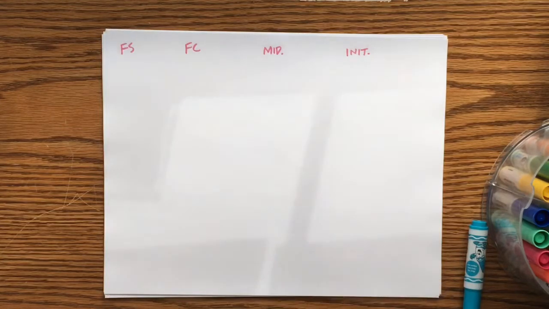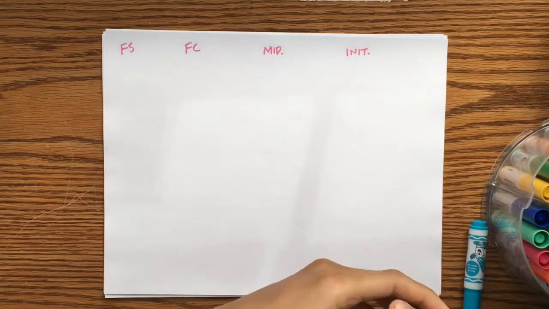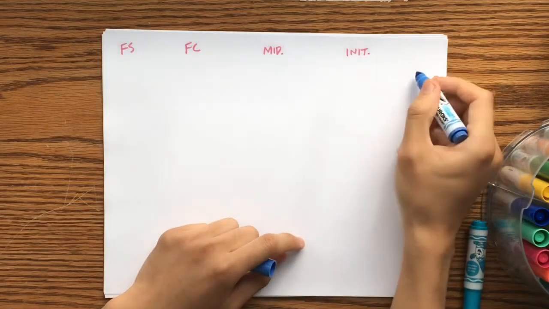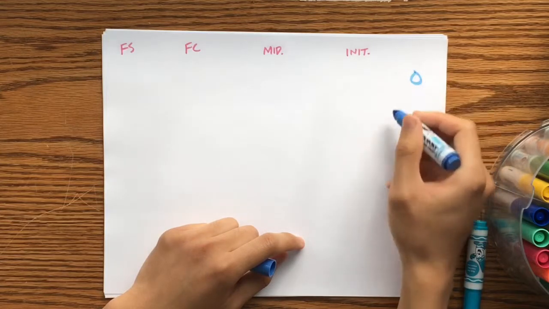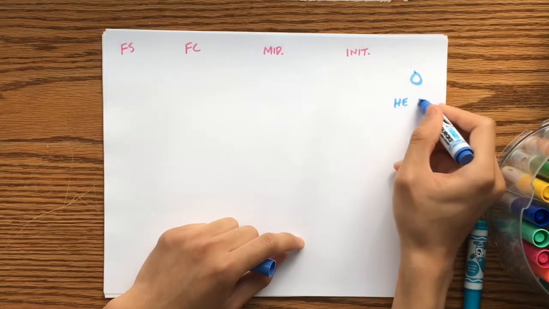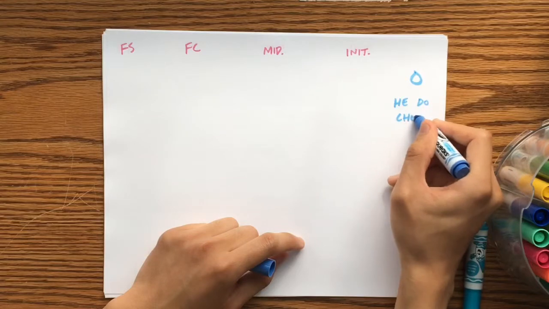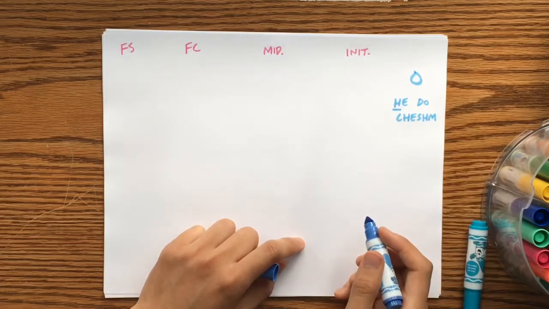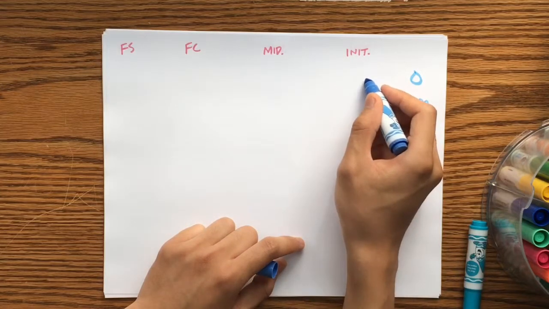Alright, next we have he. This is an important one, he. Specifically, it's called hedocheshm. So this one also makes the H sound. And it's also interesting because each of the forms looks very different.